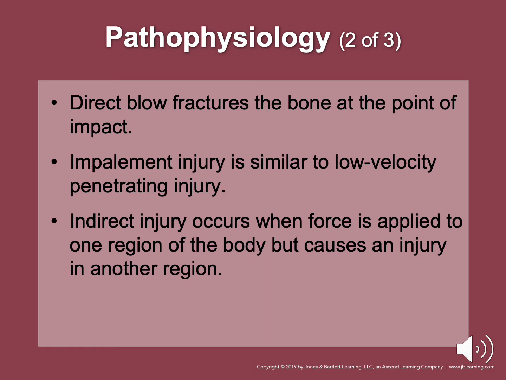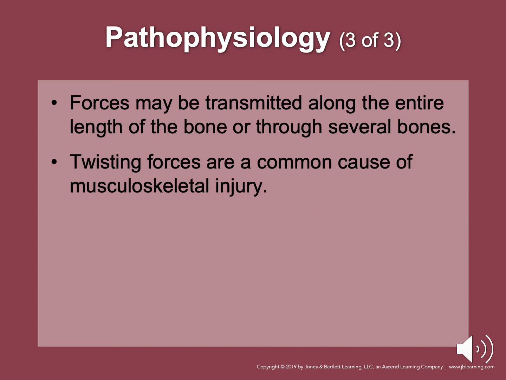An indirect injury often occurs when force is applied to one region but causes an injury in another region. Forces may be transmitted along the entire length of a bone or through several bones in series. Identify the point of contact and mechanism of injury to decrease the chances of overlooking any associated injuries. Twisting forces are common causes of musculoskeletal injuries. Some injuries are commonly encountered together because of how the causative forces are transmitted.